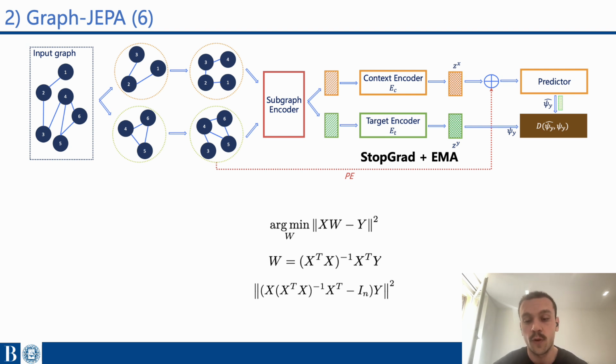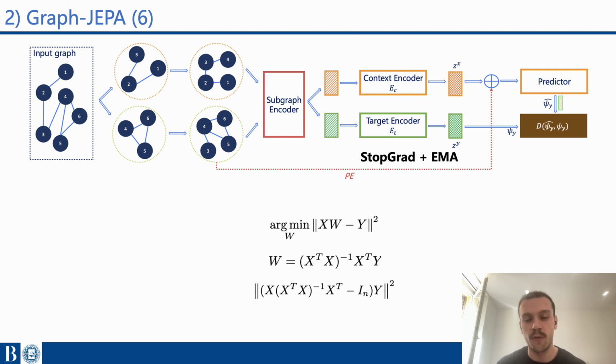And the reason you want to do that is because if you just train the full network via gradient descent, you can consider a very simple case where your predictor is linear. So you have W here, the weights of the predictor, and then you have X and Y, the context and target signals respectively. If you want to solve this problem via ordinary least squares, what you end up with is that you need to essentially solve for an orthogonal projection, which is very well known.